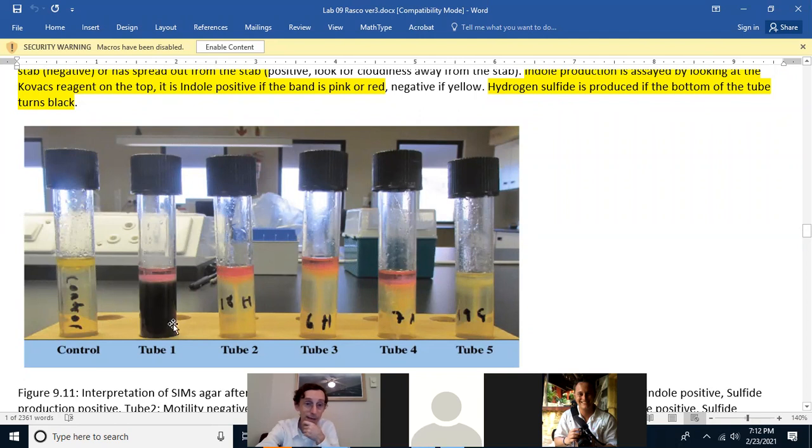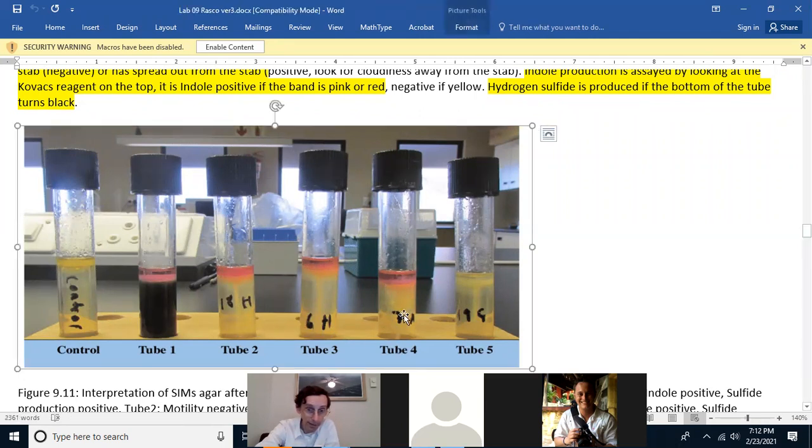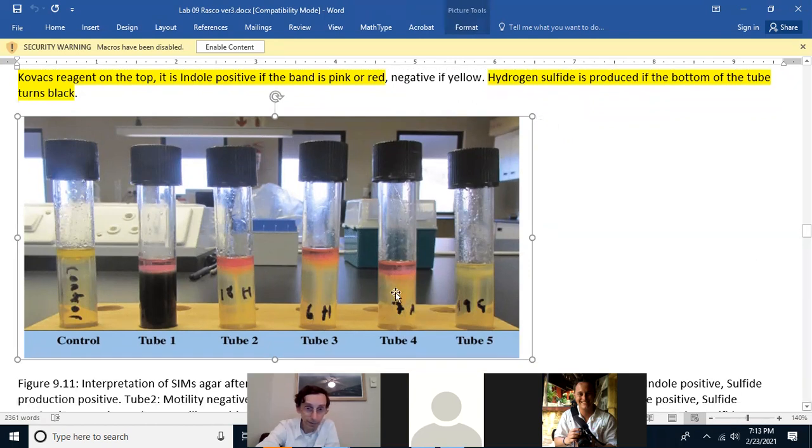In the SIM media, you can also look to see if the tube has growth only in the stab, in which case it's not motile, or if it's growing out of the stab, like in this tube here. So we can see that this whole region has growth in it, and so this is a motile organism.